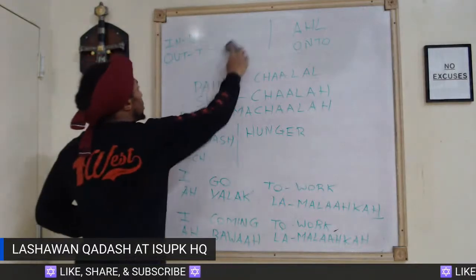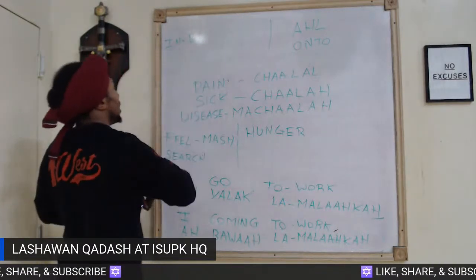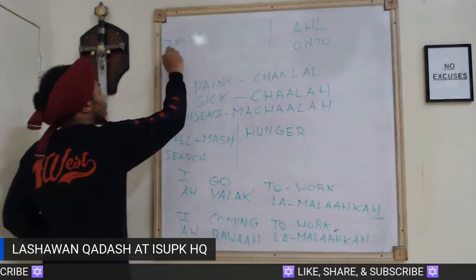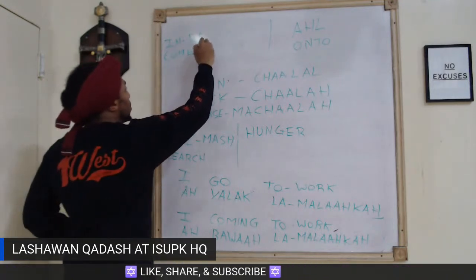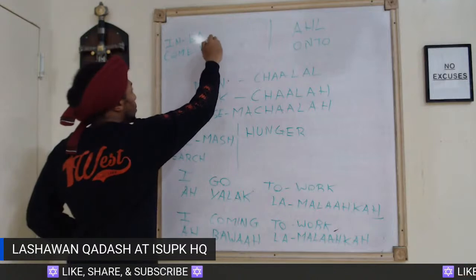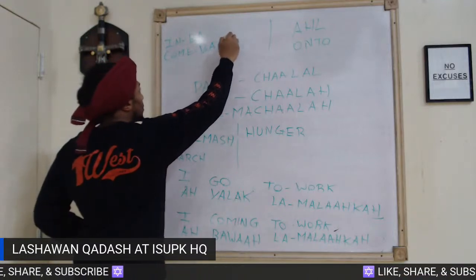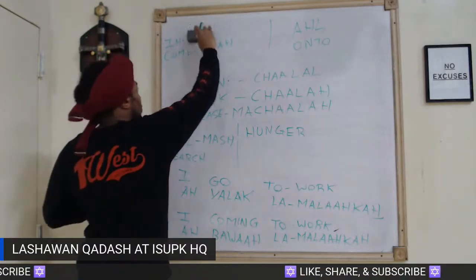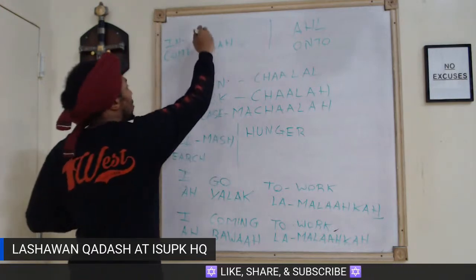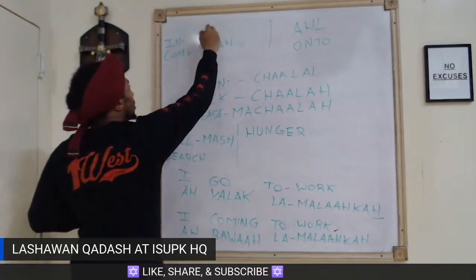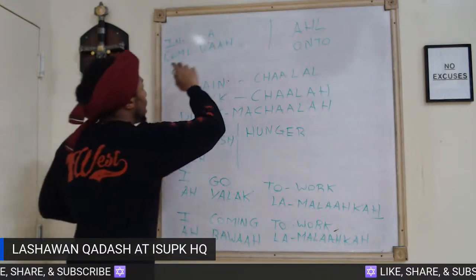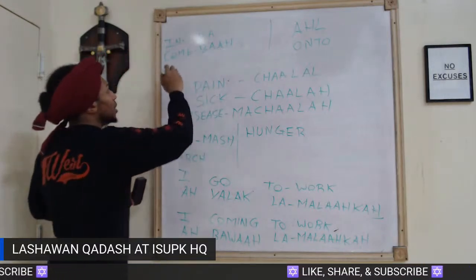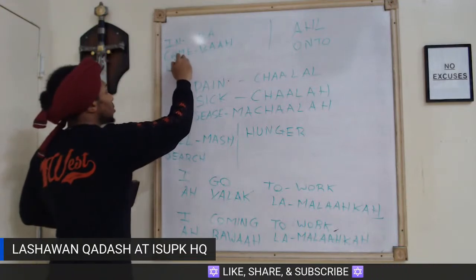Okay, let me put them right beside each other. In is ba, come is ba'a. I want to put it right over each other so we kind of have a flow in our mind. All right? A flow in our mind. In is ba, come is ba'a, and then out.